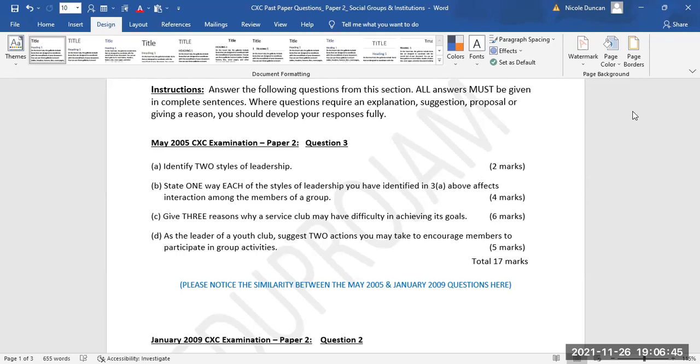Okay, good. So let's go down to the 4th part of the question, D. Now, this part values 5 marks. As the leader of a youth club now, can we suggest 2 actions that can be taken to encourage members to participate in groups? Can you think of any actions that the leader of the youth club can take to actually encourage members to want to do things in the group, to participate in the group activities, Alex?